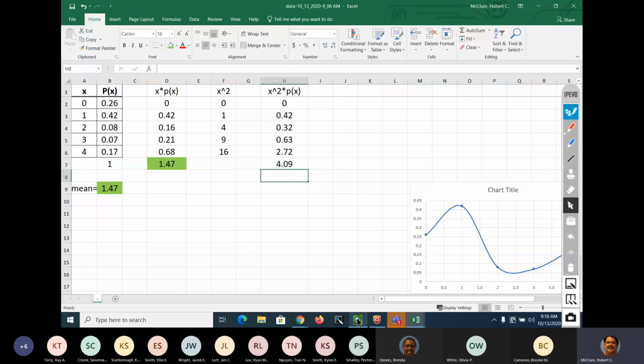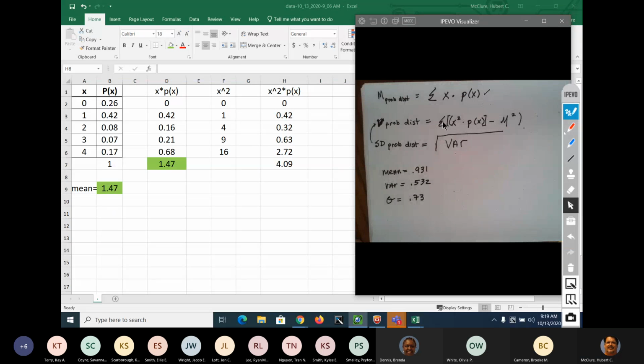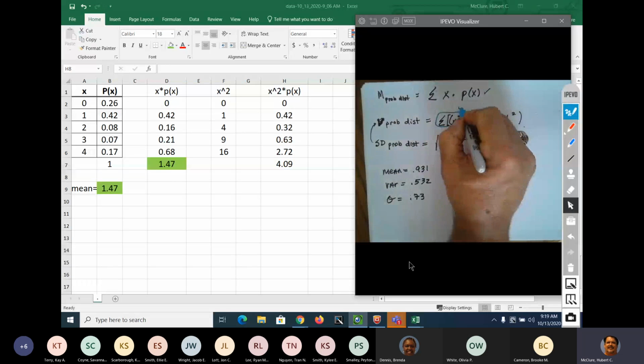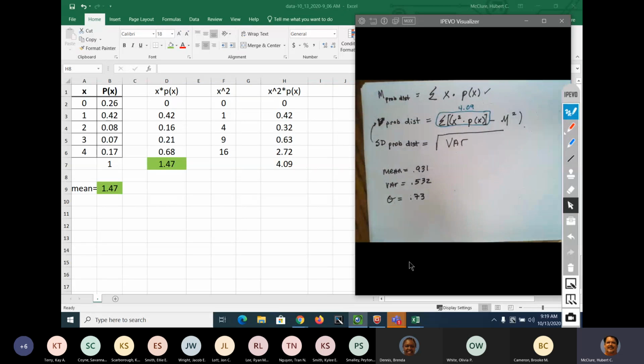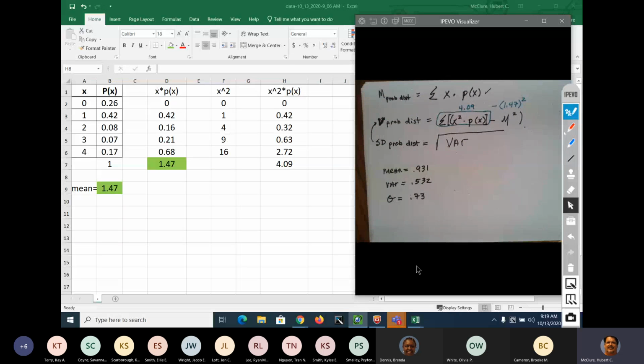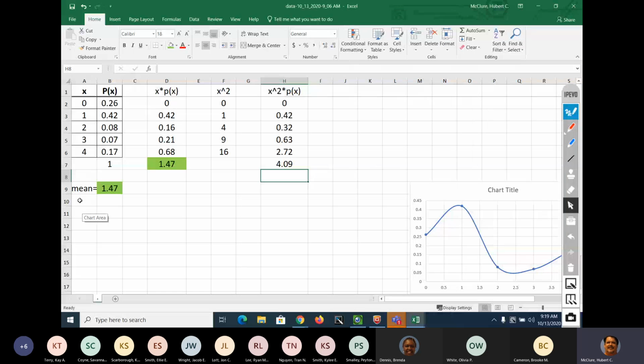So if I got my formula out, this area right here is equal to 4.09. I'm going to put a circle around this. And that's equal to 4.09. And now I'm going to subtract 1.47 squared. All you got to do is read the formulas. Just read them. Okay, so down here I'm going to go variance is equal to, I'll take my 4.09 and subtract parentheses 1.47 raised to the second power, close parentheses.